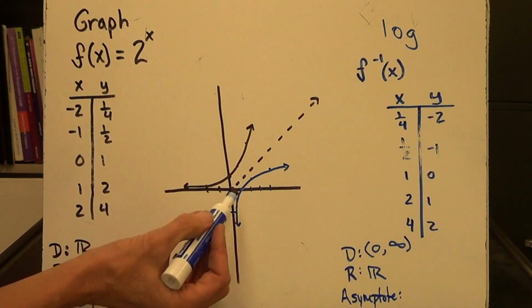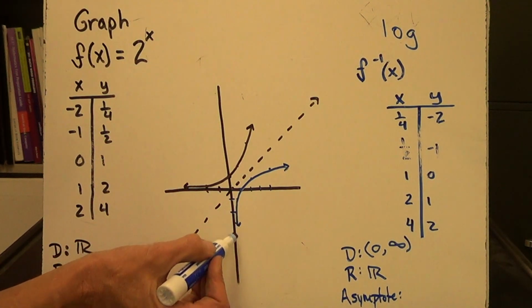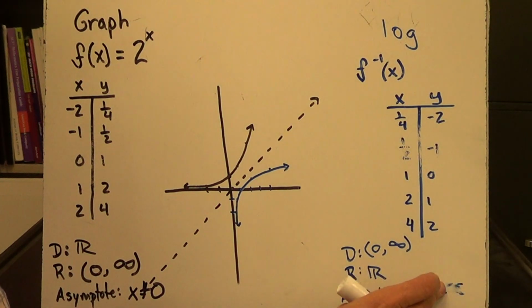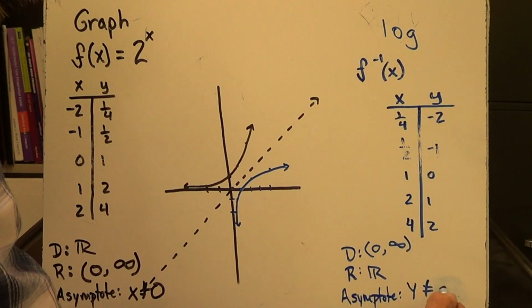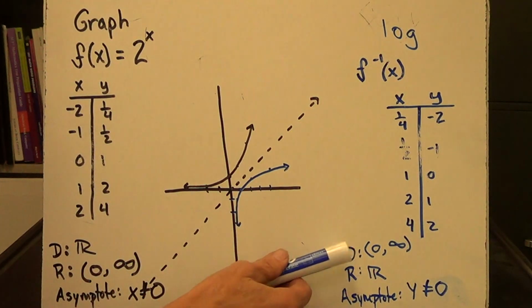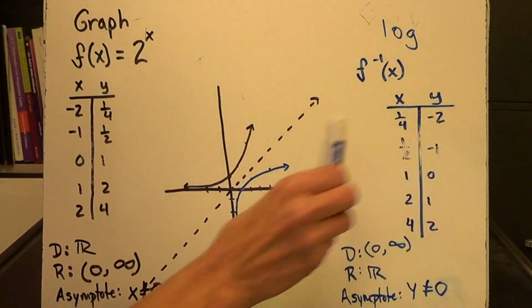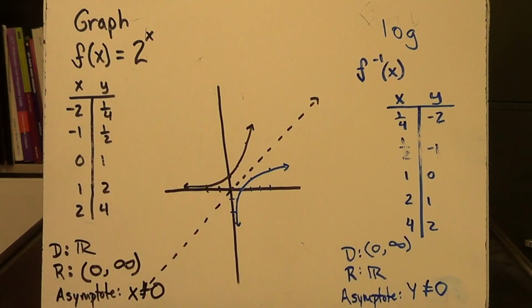I'm sorry. Okay, so our asymptote is this y-axis, because that's going to switch just like this was, so x can't equal 0. And our domain, just like the range was here, it's going to be from 0 out, and it can't equal 0, and then the range is all real numbers, up and down. Okay?